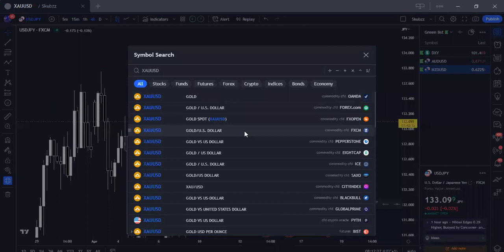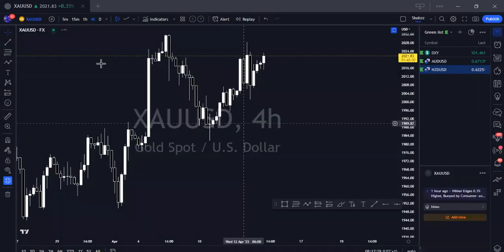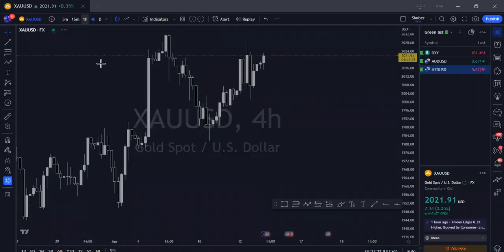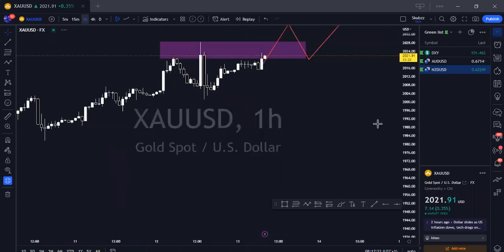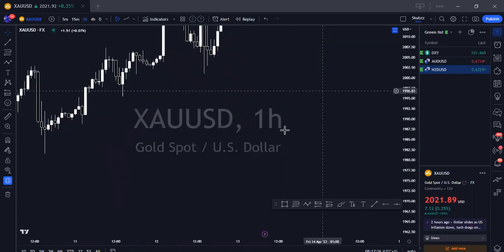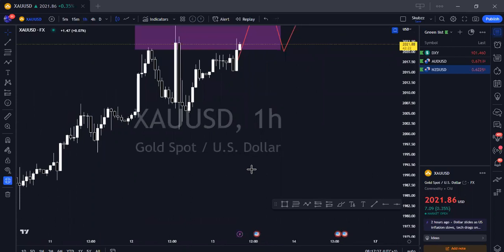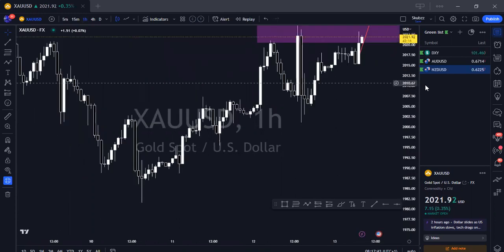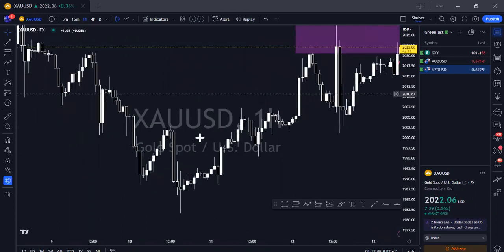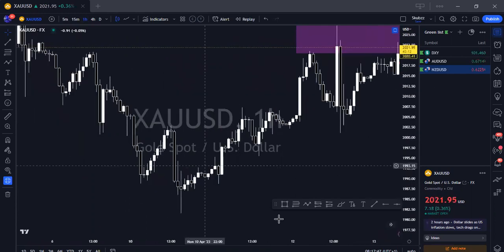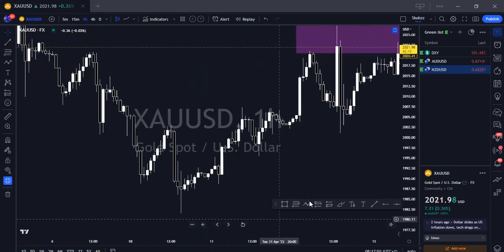How do you spot this change of character? Because there was one shift in market structure, and there was one part that confused me. Just go back a bit. There was a shift in market structure here. What time frame are you on? On the 1H.